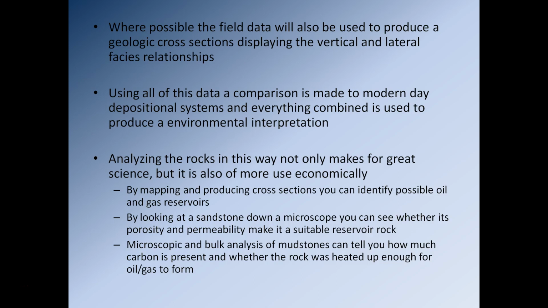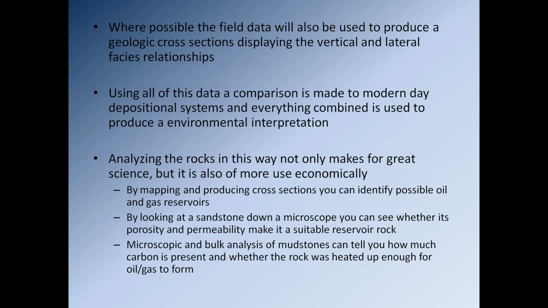Where possible, the field data will be used to produce a geologic cross-section displaying the vertical and lateral relationships. We have the sequence of rocks going up from oldest to youngest, but we'll also have a diagram that shows us what's happening to the rocks laterally. Are they just nice horizontal layers? Are they folded? Are they faulted? All these things need to be thought about. Using all this data, a comparison is made to modern-day depositional environments, and everything is combined to produce an environmental interpretation. Essentially, from that, we try to work out in what environment this sediment was deposited. What was the depositional environment?